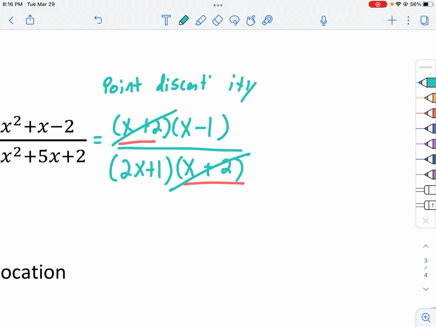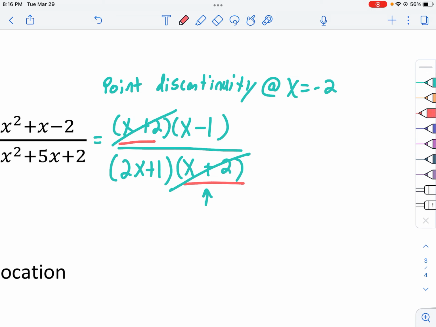And this point discontinuity exists at the x value of this factor that we just crossed out, that just canceled, right? So the x value, or the 0, is what I really mean to say. The 0 of that factor is x equals negative 2. So this is point discontinuity at x equals negative 2.